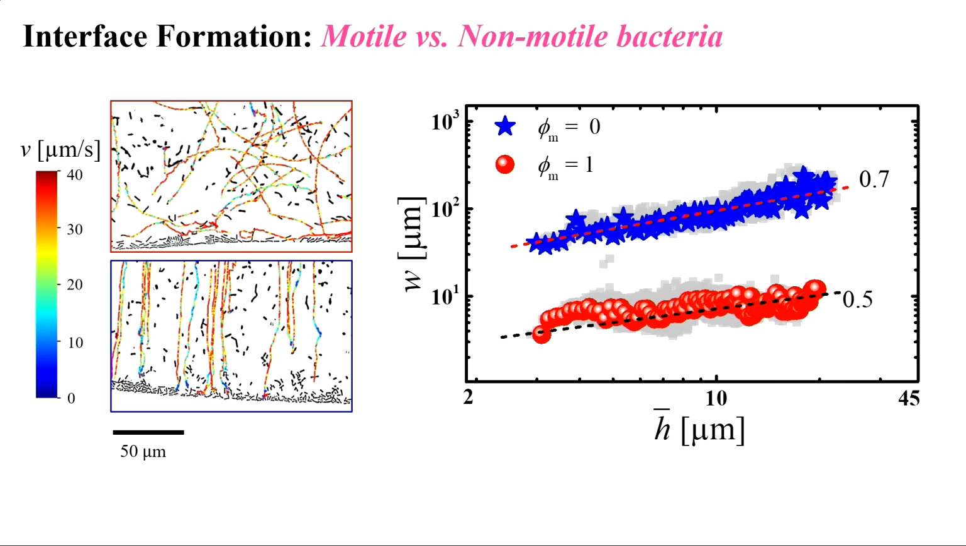Okay, so that's what I'm showing you here. First results, and this you have seen already. Now if I plot the roughness as a function of mean height, phi m defines the fraction of swimmers. So phi m = 0 is basically passive particles, passive bacteria E. coli, and phi m = 1 is where all of them are swimming, which is Bacillus subtilis, and you can see by looking at this evolution that the exponents for the swimmers and the non-swimmers are strongly different, right?